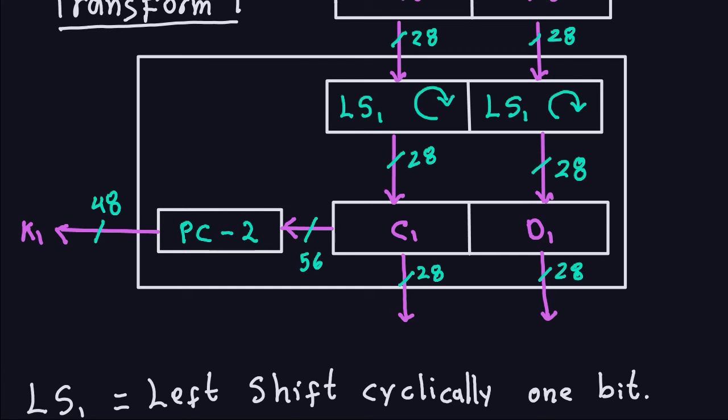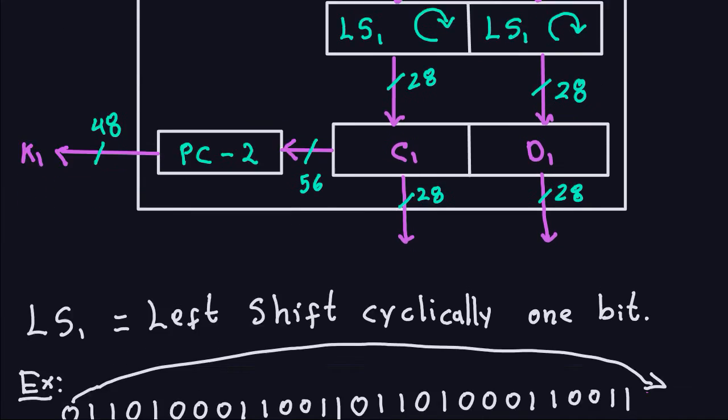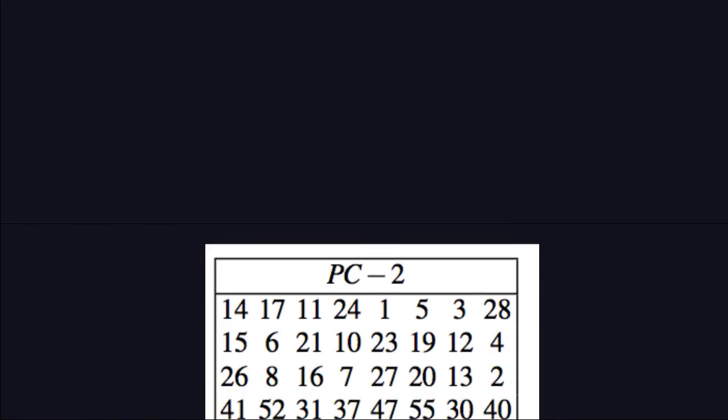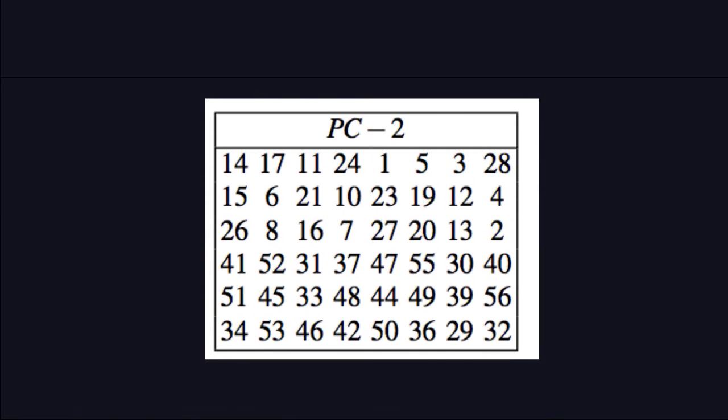So let's see how that is. Now this one again is going to be a table. If I scroll all the way down here, that is the PC2. PC2 is a table, and it tells me how to transform the 56 bits into the 48 bits. This is going to ignore 8 bits from the 56 bits.